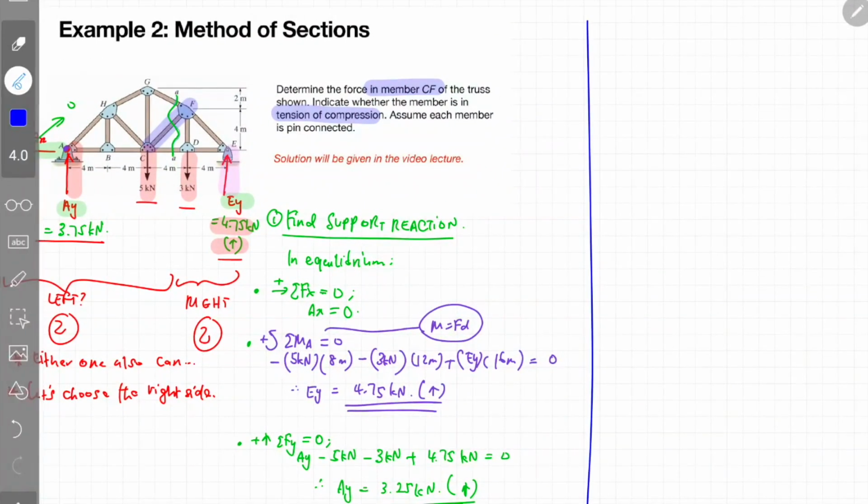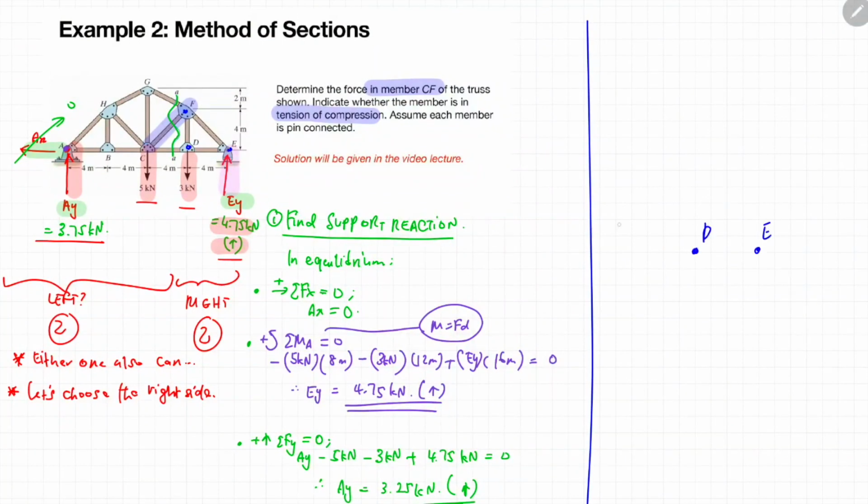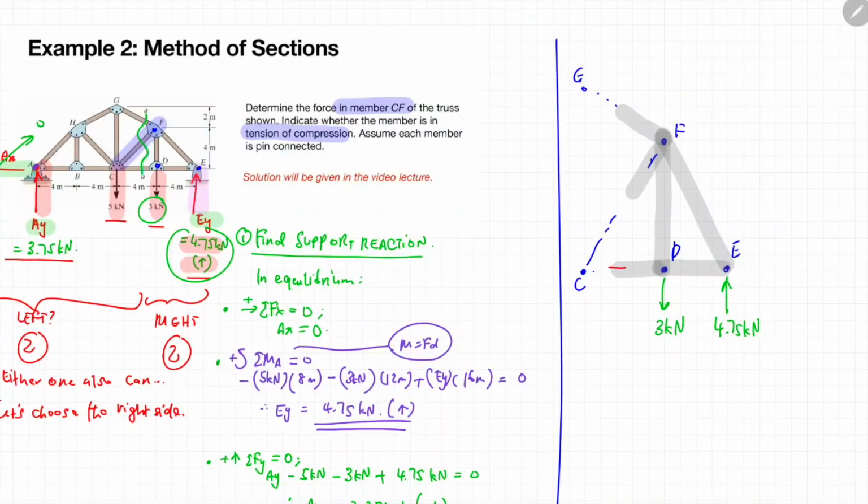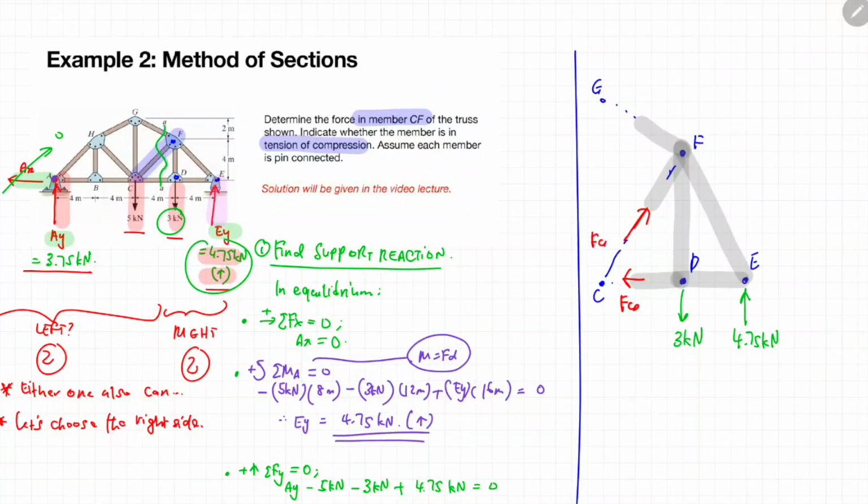Okay, now let me just quickly redraw the section on the right. So these are the joints and these are the truss members. The next step is we draw the support reaction forces at joint E, which is 4.75 kilonewton, at joint D, which is 3 kilonewton, and finally let us redraw the internal forces at each truss member. So there is an internal force between joint C and D, so we are going to call it FCD, and then there is an internal force at member CF, we are going to call it FCF, and finally there is another internal force at member GF and we are going to call it FGF.